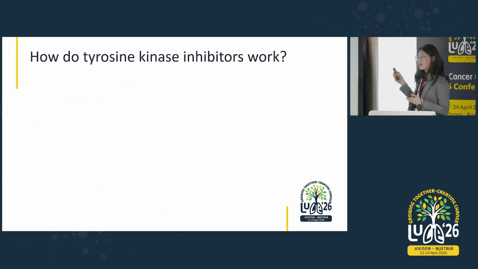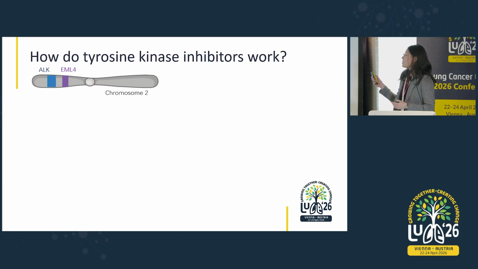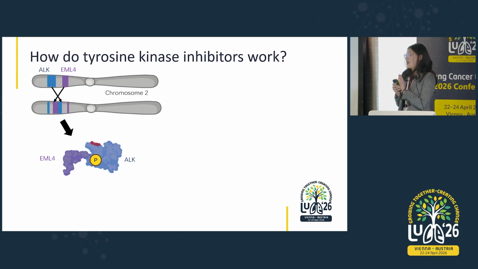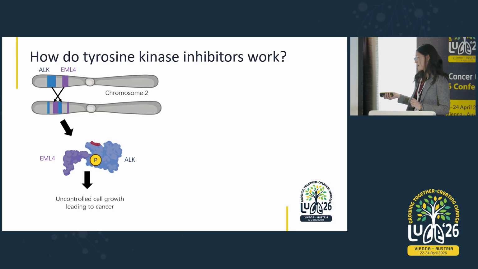So I'll start with tyrosine kinase inhibitors, or targeted therapy, because that's what I'm comfortable with. And again, taking the example from ALK, but it works the same way with EGFR. ALK has a promoter gene that helps it, and they usually sit separately on chromosome 2. But due to mutation, they get stuck together, and this results in a fusion protein that is also always active, and this leads to cancer.